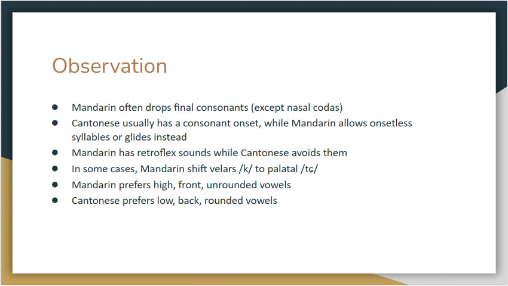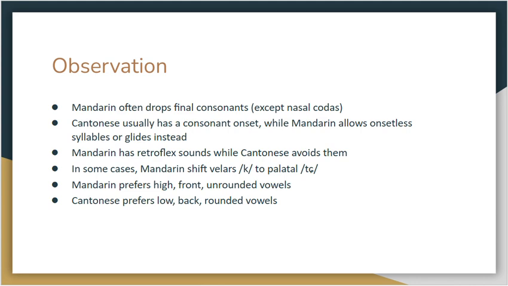First, Mandarin often drops final consonants, except the nasal codas, while Cantonese has some voiceless unreleased stop codas. And Cantonese usually has a consonant onset. It doesn't allow a character without an onset, while Mandarin allows syllables without an onset, or with glides. And Mandarin has retroflex sounds, while Cantonese avoids all retroflex sounds.